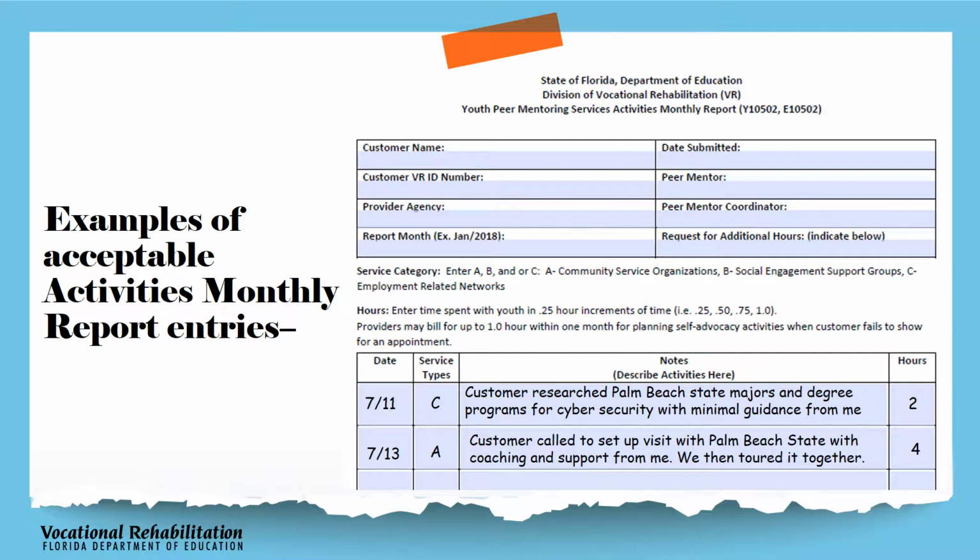Mentors should be sure to indicate on the monthly activities form the date, the service category that the activity is addressing, A, B, or C, and a few lines describing the activity. As a general rule of thumb, the mentor should describe the activity as it relates to the service category and what part the customer did on their own or with support to demonstrate how the customer is developing his self-advocacy and self-determination skills.